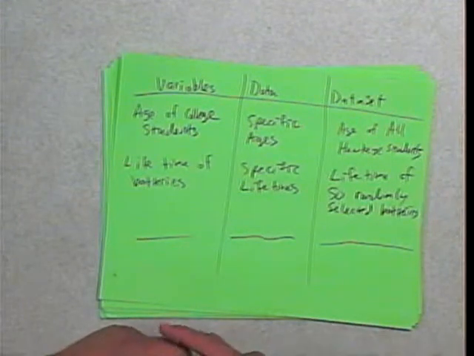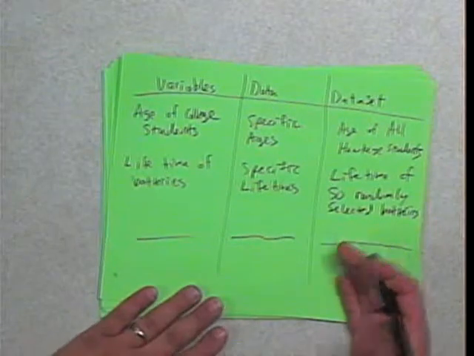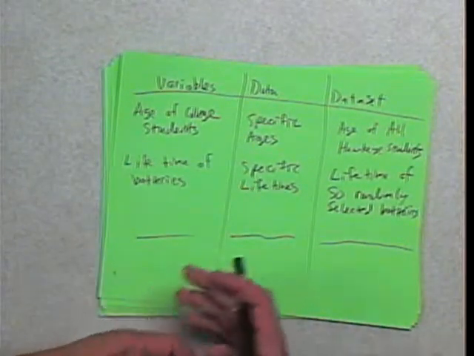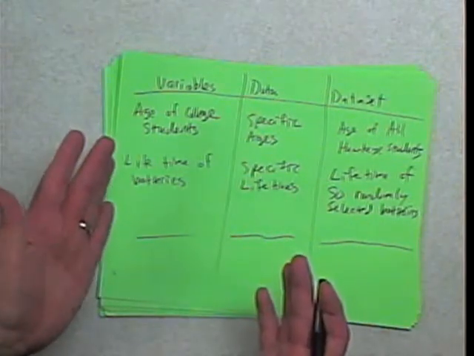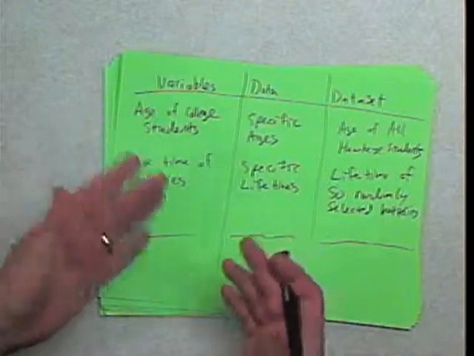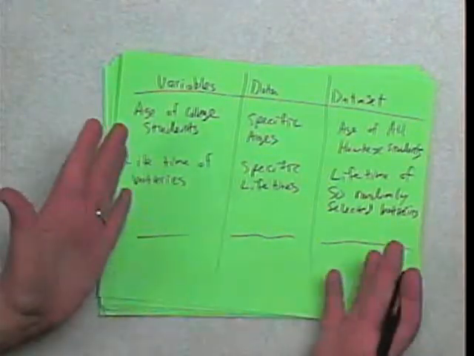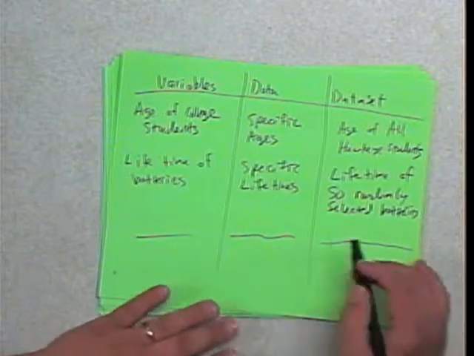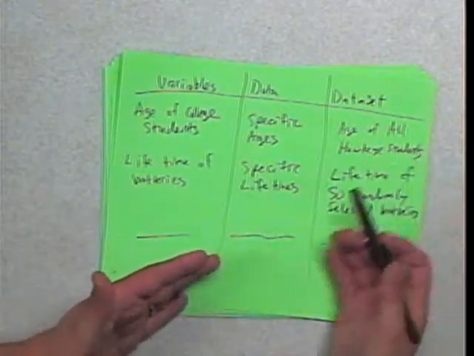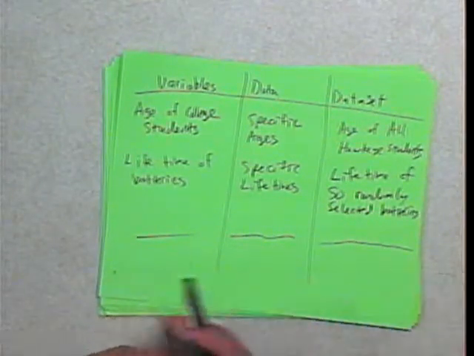So when we do statistics, then we're trying to make decisions based upon data. And data comes from observing the value of some variable, which is just something you're interested in, and it varies from person to person in a population, or from battery to battery, or whatever your population is. It doesn't have to be people. Okay? And then the data set is a related set of observations, like all Hawkeye students, 50 randomly selected batteries, whatever generates that data set.